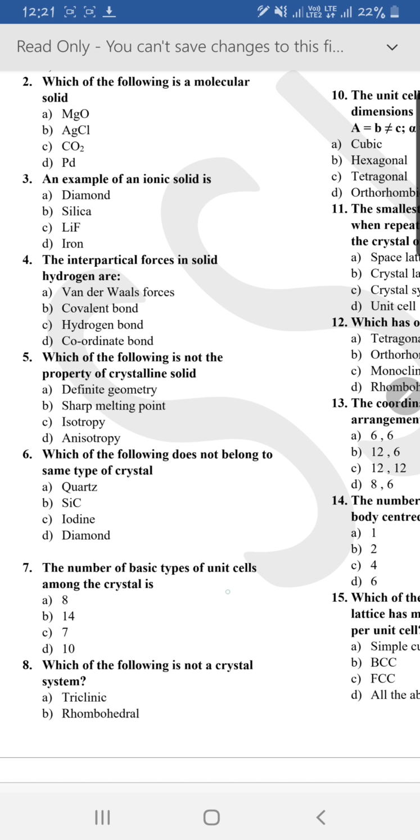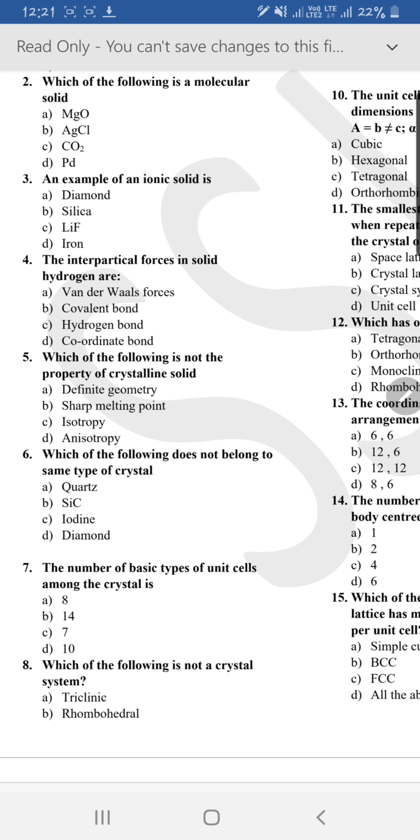The number of basic types of unit cell among the crystal. You already know the chart given in the concept. The best answer is 7. Cubic, orthorhombic, rhombohedral, monoclinic, triclinic, and so on, if you count, they become 7 crystal systems. Their possible variations are 14. These are called Bravais lattices. Keep it in mind. Next, move on to the 8th question.